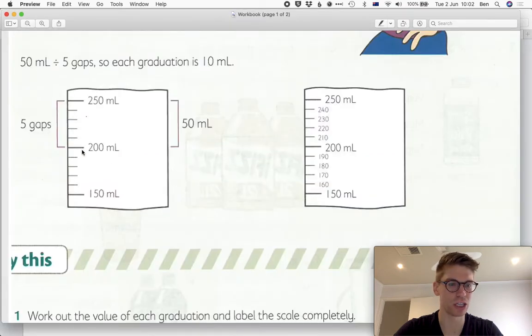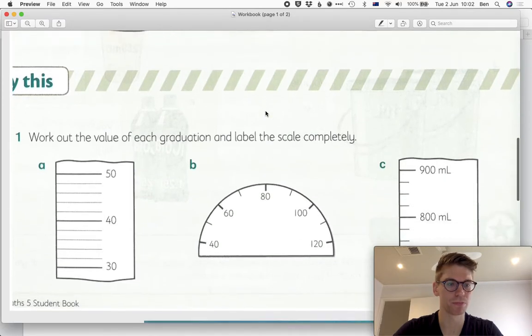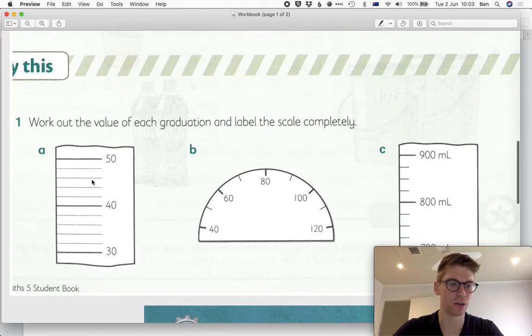How much on each line? 50 divided by 5 is 10. So that means we're going to go 200, 210, 220, 230, 240, 250. Right, like there. There you go, you fives. That's our strategy recap. And then it says to work out the value of each graduation, each line, and label the scale completely. Make sure you read the question carefully.